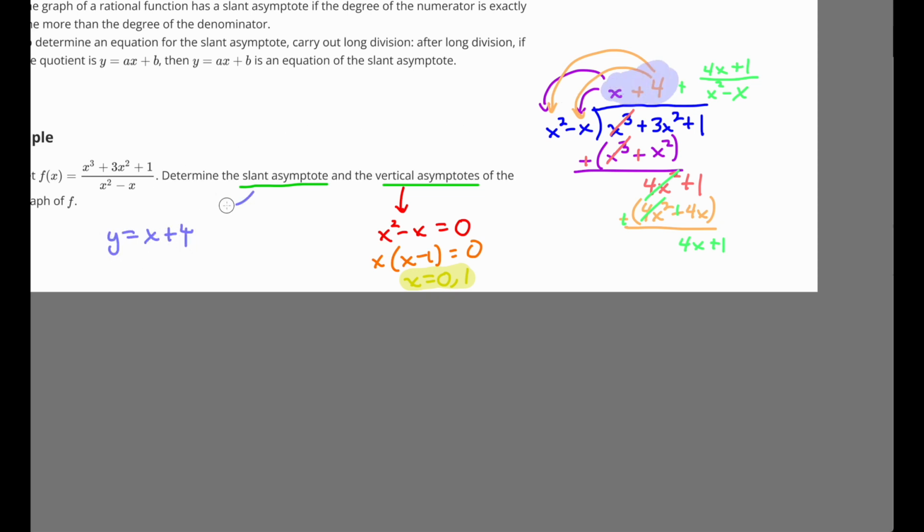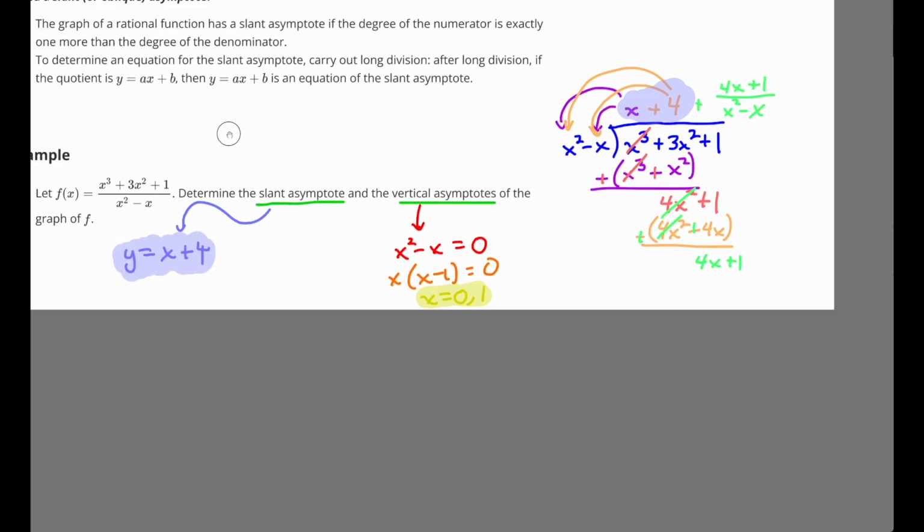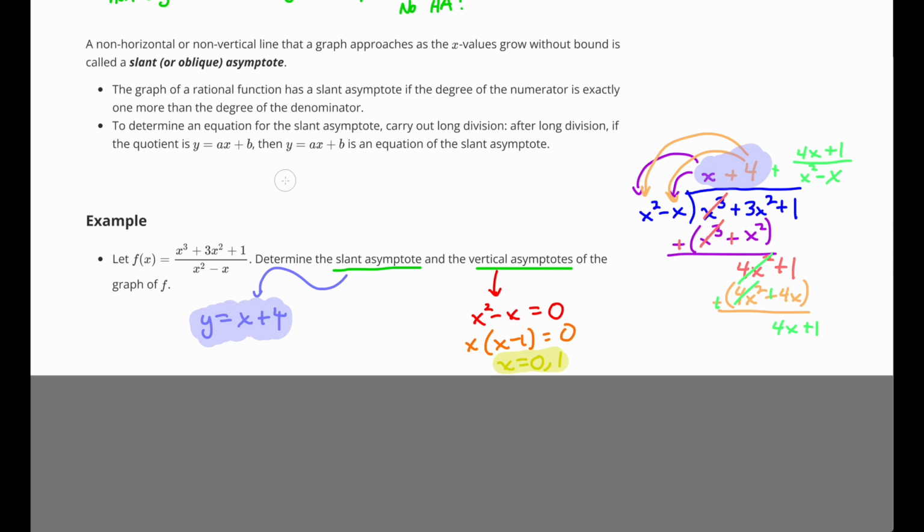That's how you find the slant asymptote. You do long division, and the part that does not have a fraction is the slant asymptote; the remainder part just gets thrown out, basically. So x plus 4 ends up being your answer for this. What we're going to do is graph this out so you can see it for yourself, see what it looks like, and see how this slant asymptote thing works.